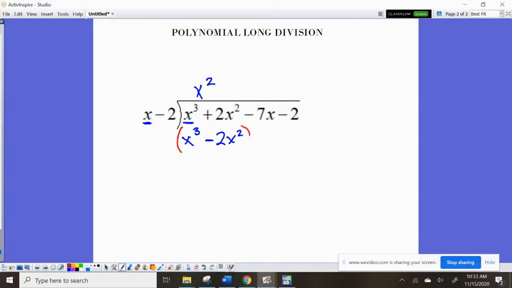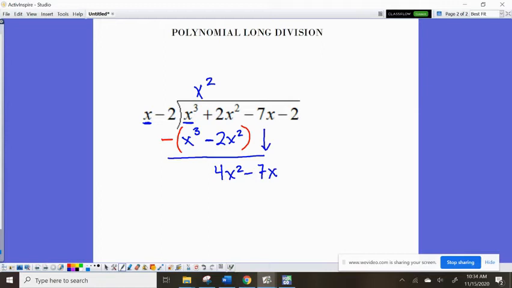Then, just as we did in elementary school, we are going to subtract those terms. There are two terms, so I use parentheses to indicate that we're going to change the sign on both terms. x cubed minus x cubed leaves us with nothing. And in the second term, we have 2x squared now plus 2x squared, resulting in 4x squared, and we're going to drop down negative 7x.